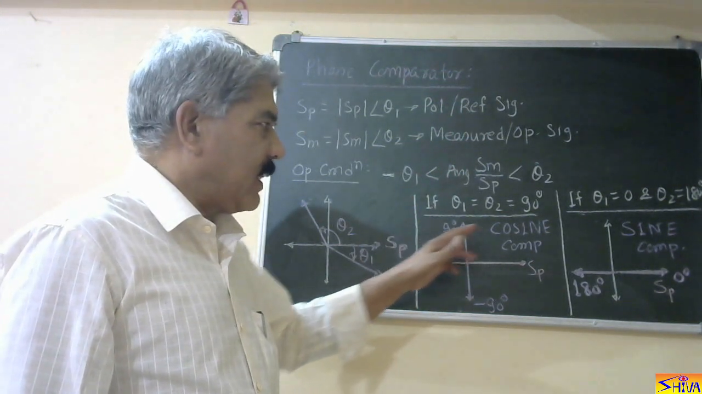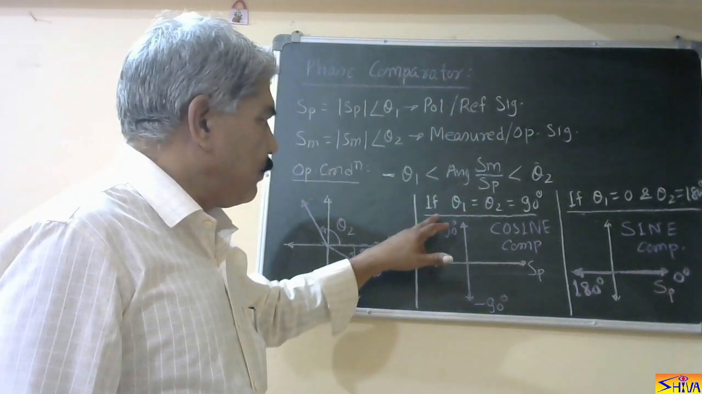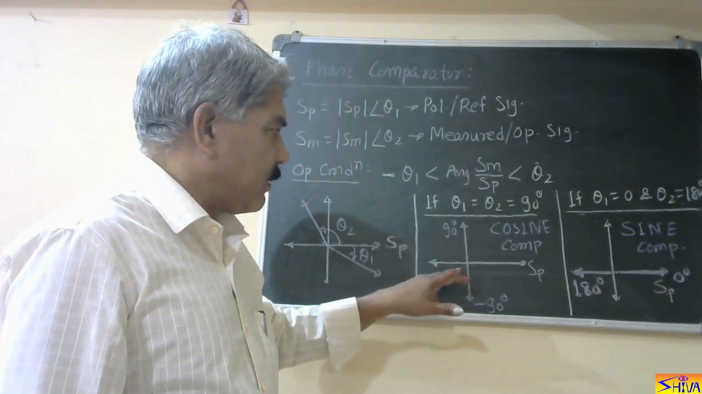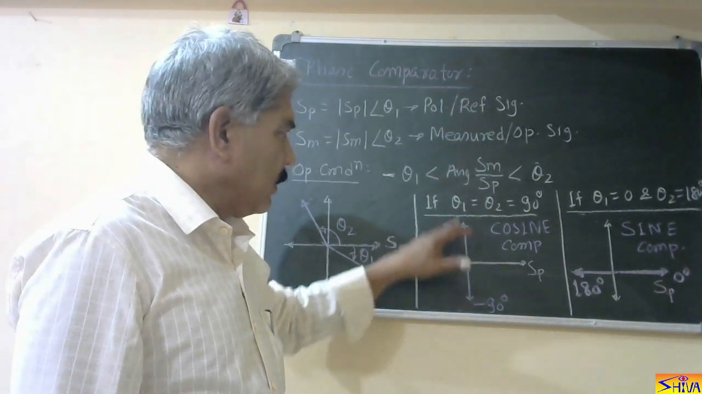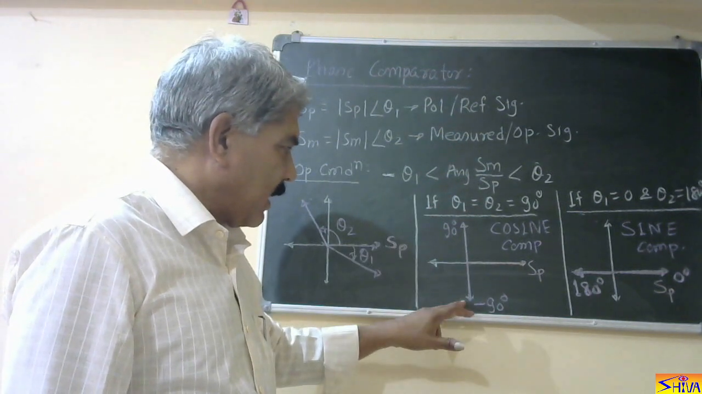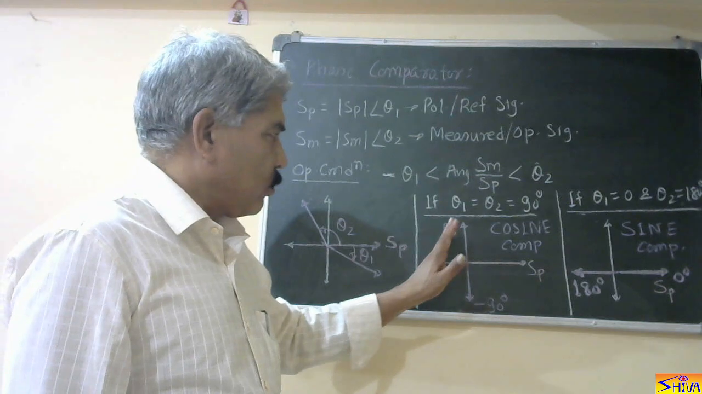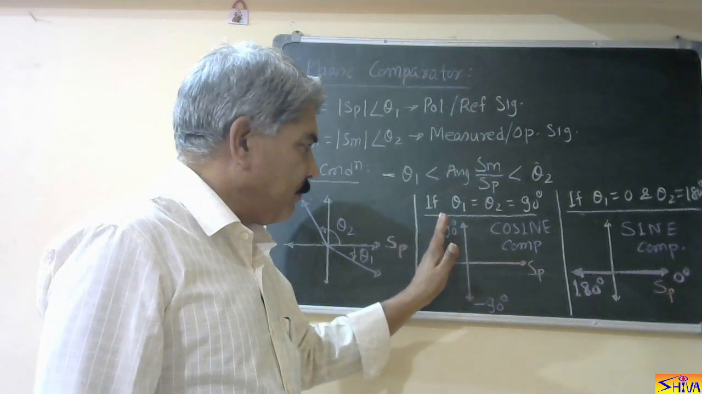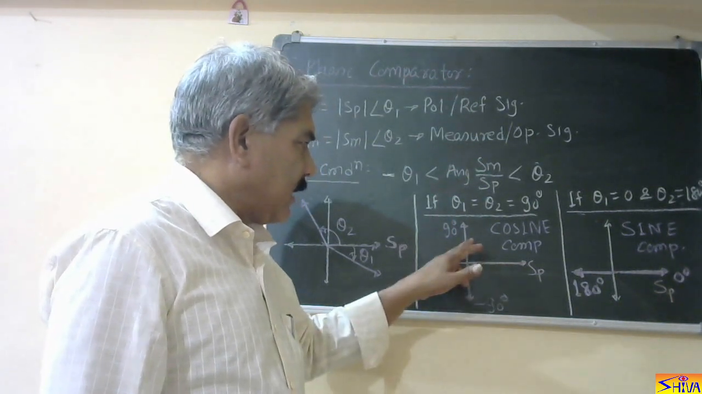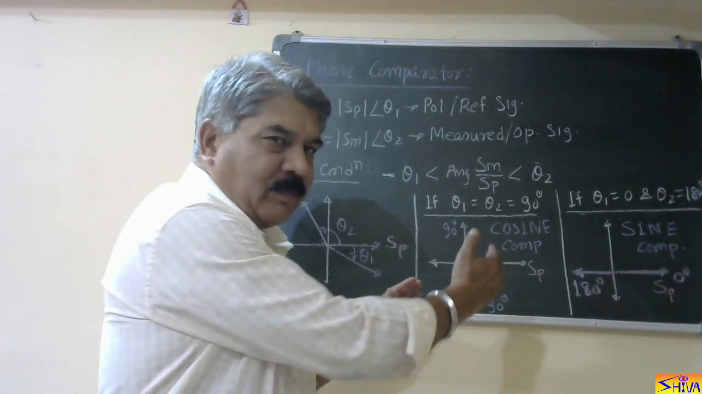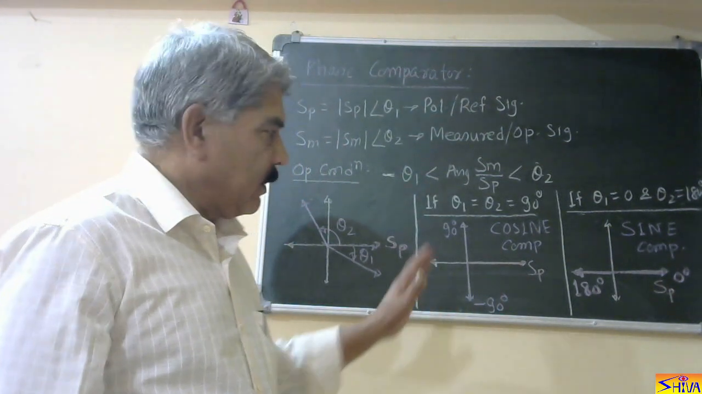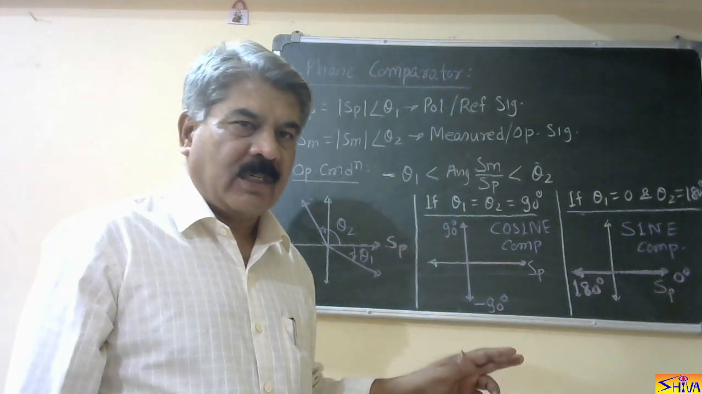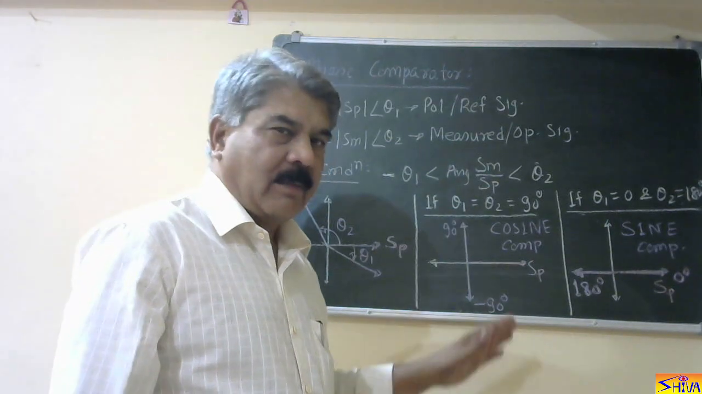One is the cosine comparator and the second is the sine comparator. Now if we make theta 1 equal to theta 2 equal to 90 degree, then in this complex plane, this is SP, the reference signal, and theta 1 is 90 degree. So minus theta 1 will be like this, plus theta 1 will be like this. If this operating signal, that is the measured signal, is anywhere between minus 90 and plus 90 degree, means on the right hand side of this plane, then the relay will operate. On the right hand side, between minus 90 and plus 90, the cosine of the angle is positive. So this is called the cosine comparator.